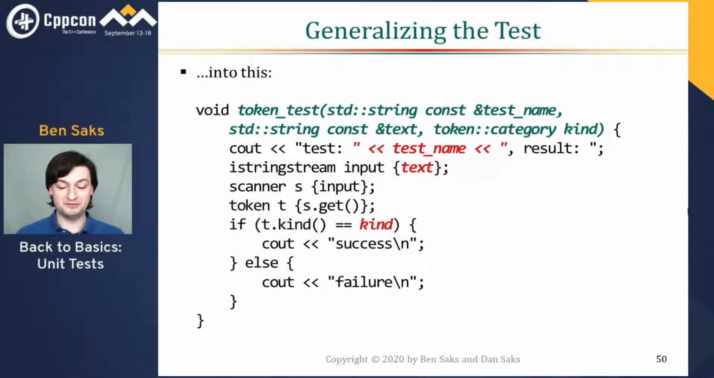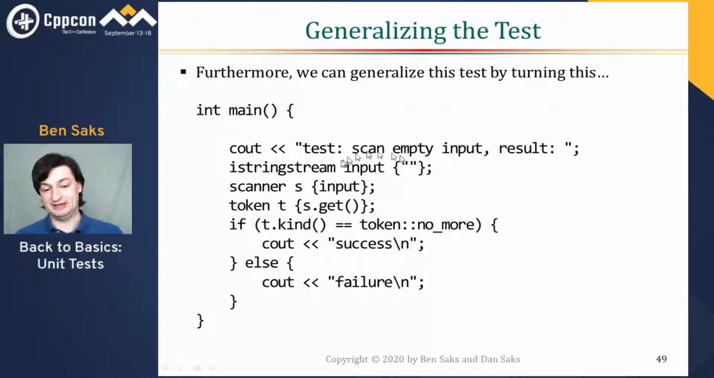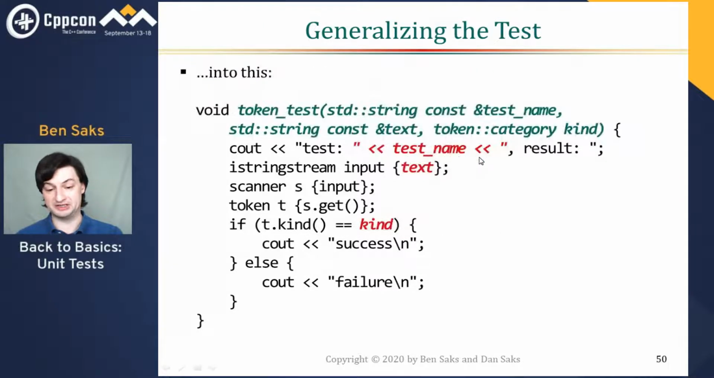I've changed it from the main function to a helper function called token test that takes in the name of a test, the text of a token, and the kind of token that we expect to see. And now, instead of printing out a fixed name scan empty input, it always prints out the test name. It creates as the input whatever text string it was given rather than just the empty string.